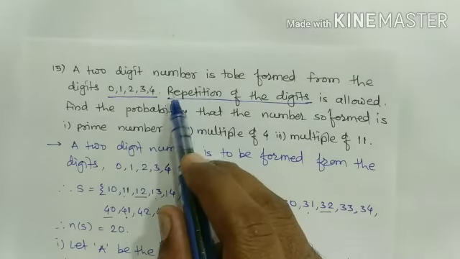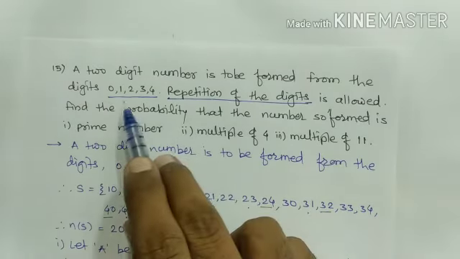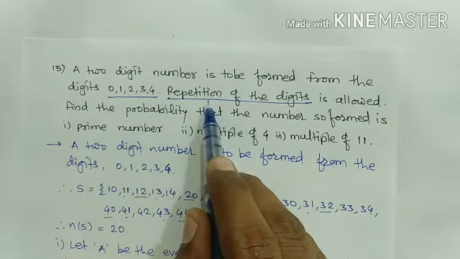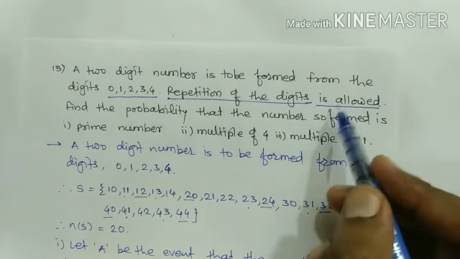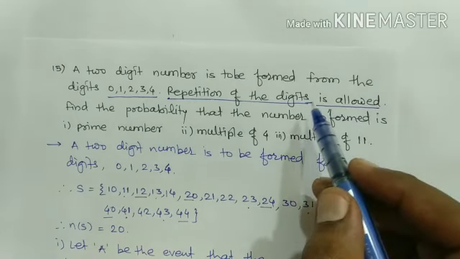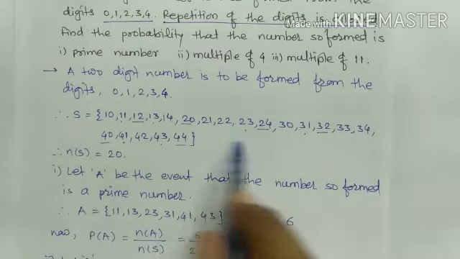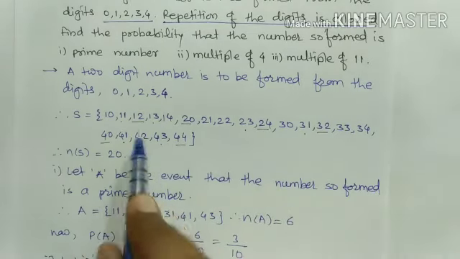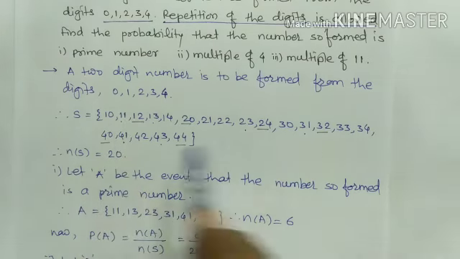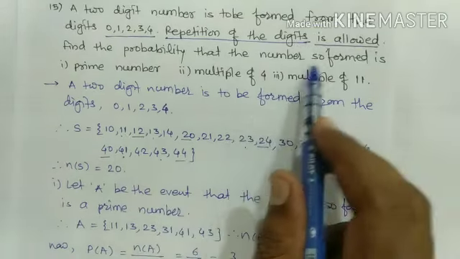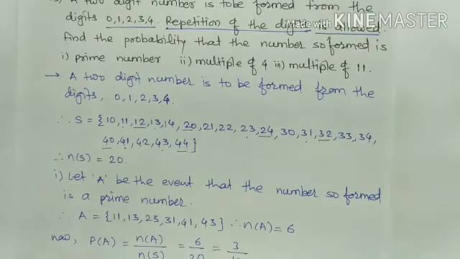Here the random experiment is that a 2-digit number is to be formed from the digits 0, 1, 2, 3, 4. Here this condition is important: repetition of the digits is allowed. Because in the examples we solved until now of this type, repetition was not allowed, but here repetition is allowed. So the numbers 11, 22, 33, 44, in which digits are repeated, have come in this, because here repetition of the digits is allowed. And in this way we find the probability of all these 3 events.